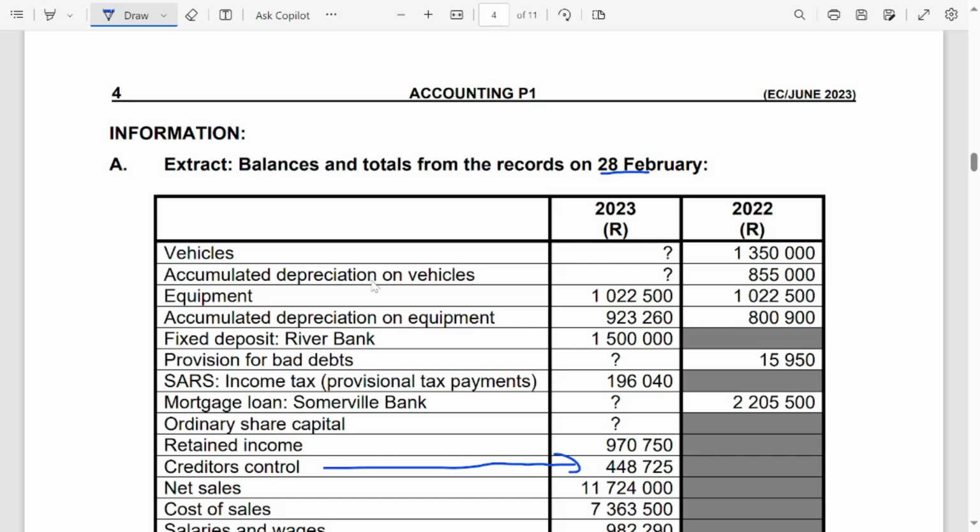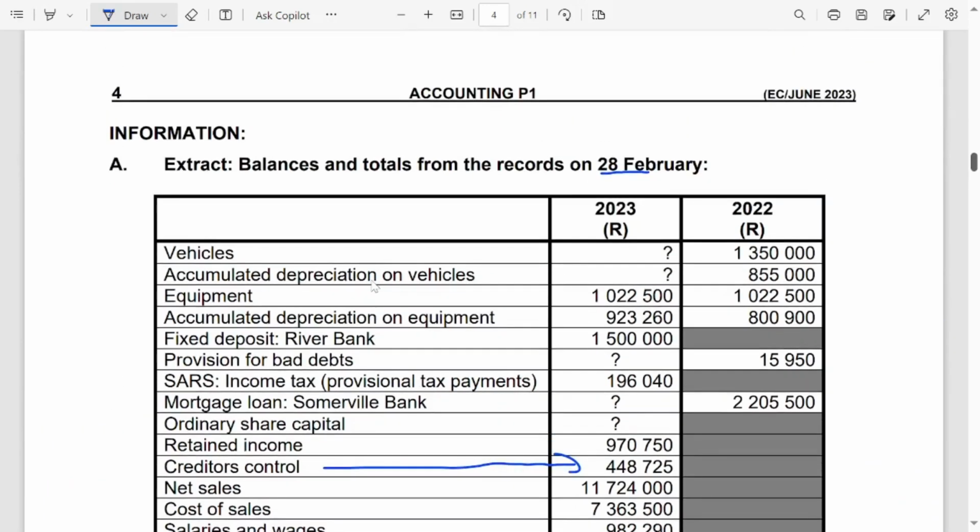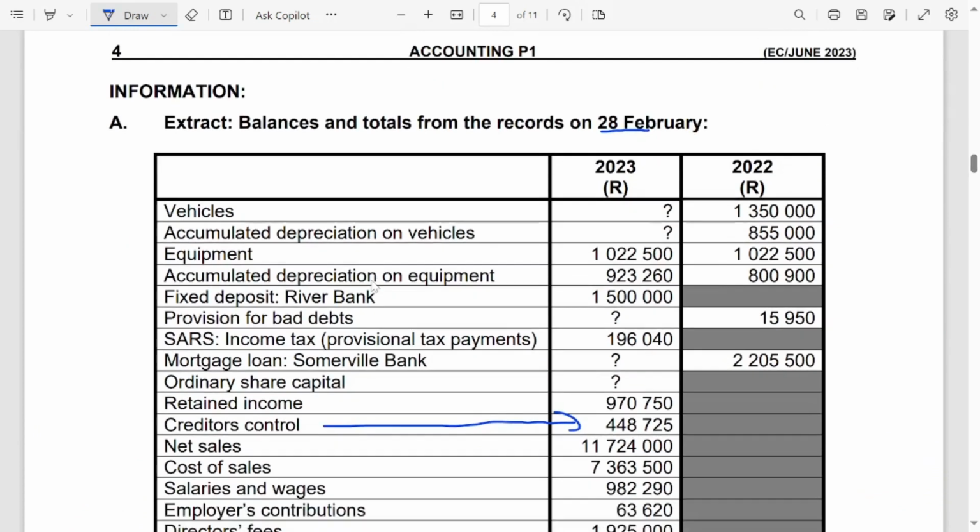Now, because the trade-in happened at the end of the year, when we are calculating the depreciation, there is no need for us to subtract the cost of this vehicle, the one which was traded in, and also subtract the accumulated depreciation, because both these vehicles, the one that is still remaining in the business and the one that is being traded in, both of them stayed for the whole year. So you can just use this whole amount to calculate the depreciation. So it's 1,350,000.